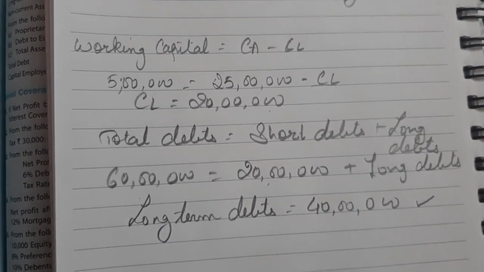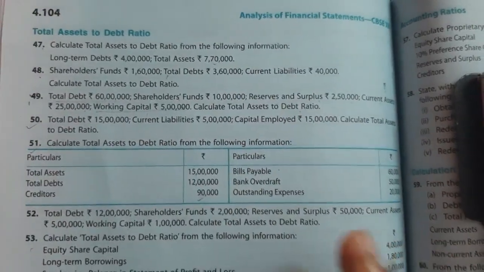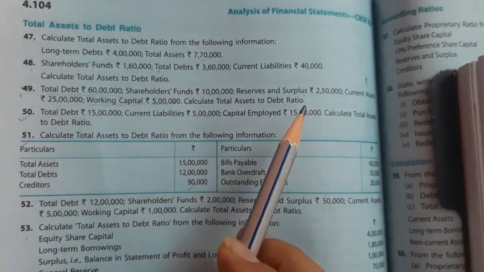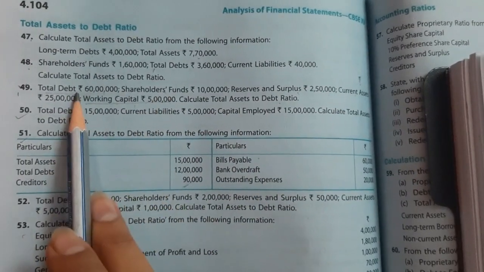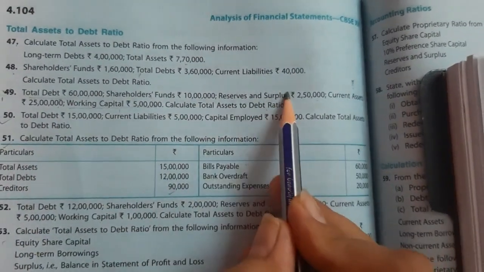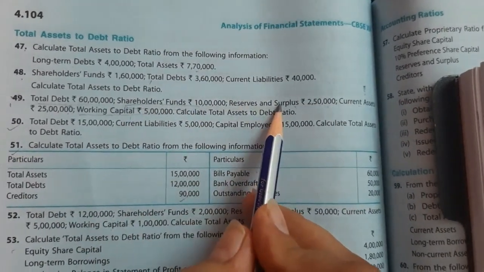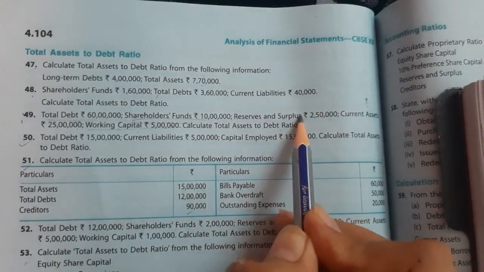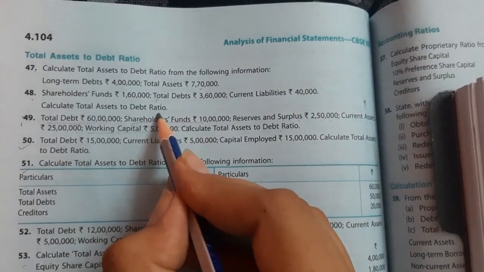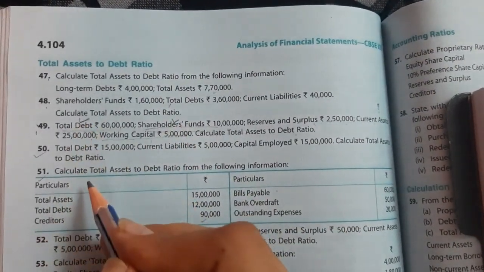Now what about total assets? In the previous sum, we know that total assets is the total of shareholders fund and total debts. Now see, reserves and surplus is already part of shareholders fund, because shareholders fund already includes this. So we do not need to add this again, but we can add this as capital and this as liability. So we'll get our total assets from here.